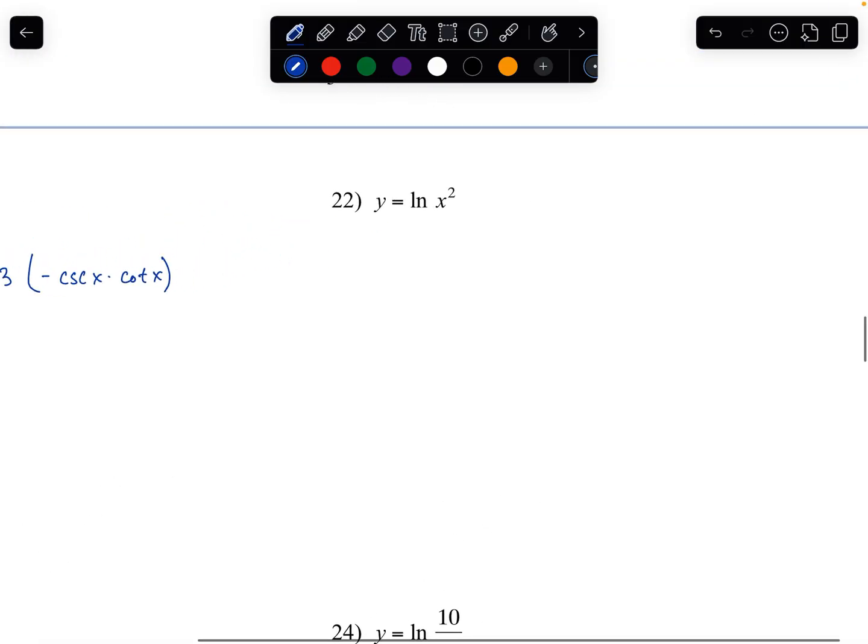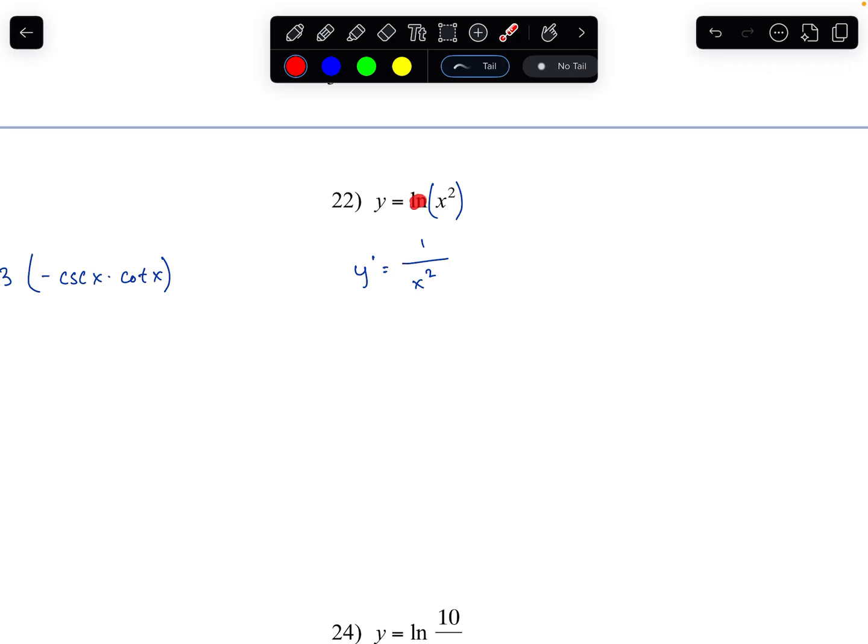Alright, looks like we have natural log of x squared, so there's no parentheses here. Yeah, that's the inside part, so that's where the chain rule is going to happen. So we'll say y prime is equal to 1 over x squared, since the derivative of the natural log is 1 over x, but the inside part is x squared. And then we'll multiply by the derivative of the inside, so we're going to multiply by 2x. And so that's going to be equal to 2 over x when we simplify.